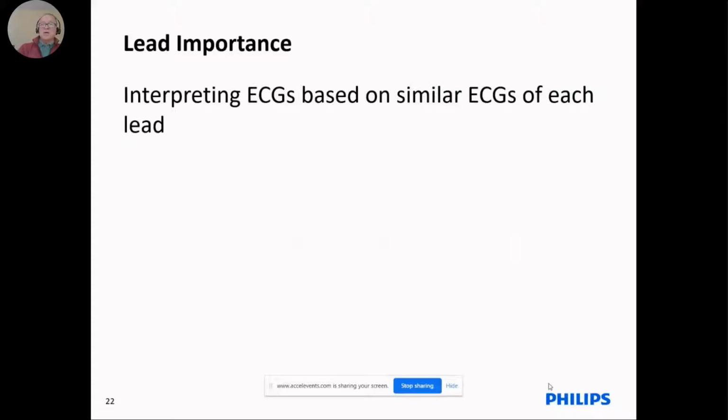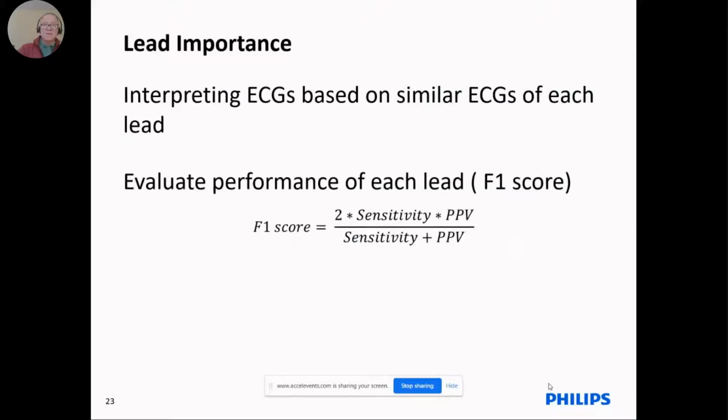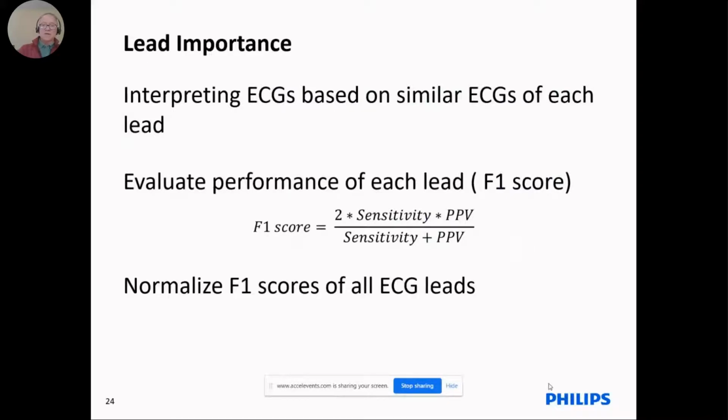So the interpretation is based on similar ECGs for each lead. And we're going to evaluate the performance of each lead based on the F1 score. And that is the harmonic mean of the sensitivity and positive predictive value, according to this equation. And then we normalize the F1 scores of all of the ECG leads.